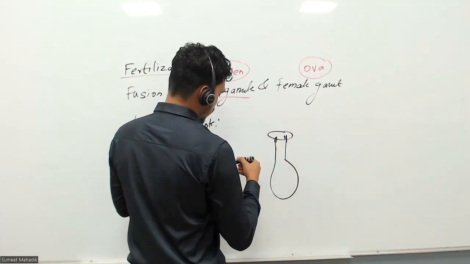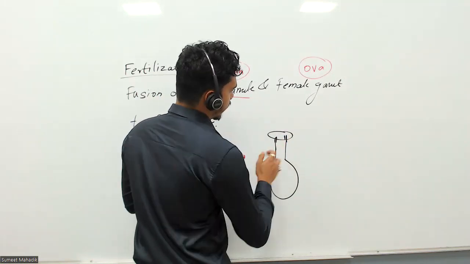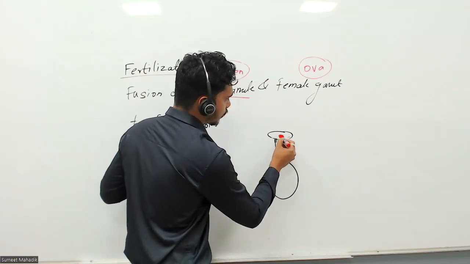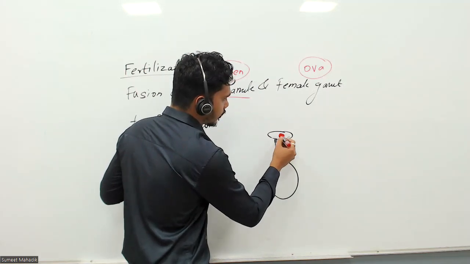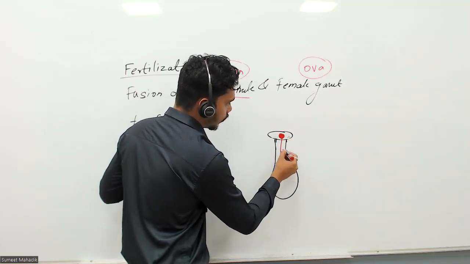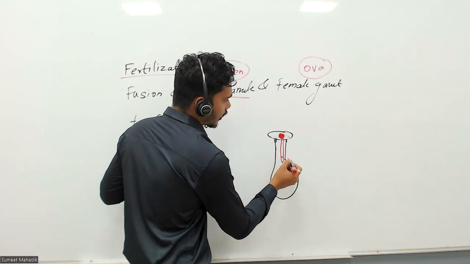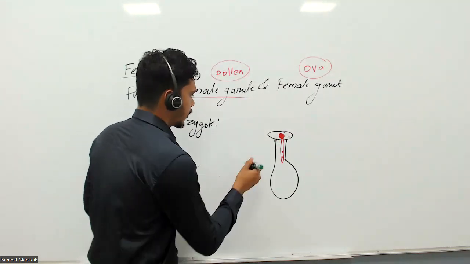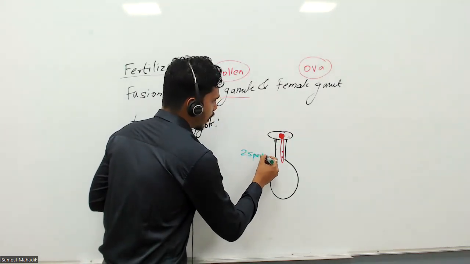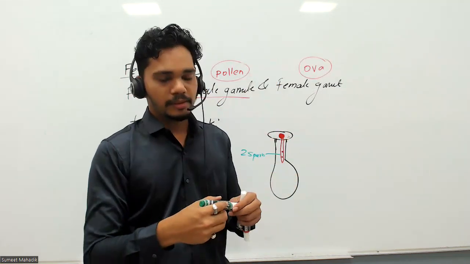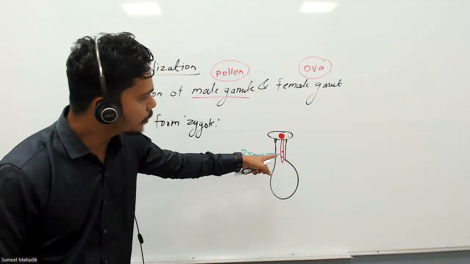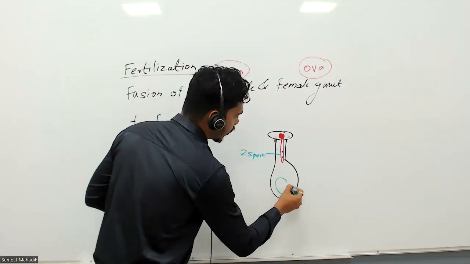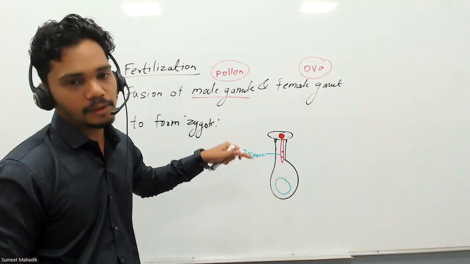So this is a stigma, and here one pollen grain is sticking. It gets nutrition, then it forms a pollen tube. The pollen tube is going to carry two sperms. How many sperms? Two sperms. The pollen tube itself has a pollen nucleus. So these two male gametophytes, or two sperms, go towards the ovule, where the ova will be.